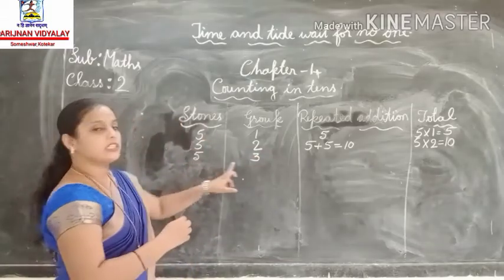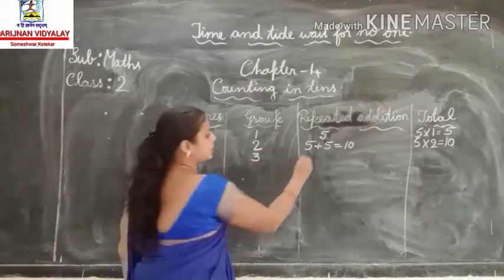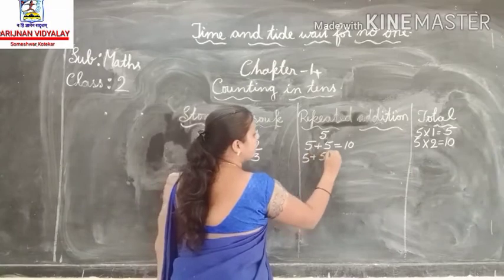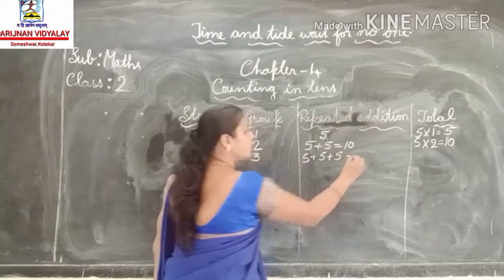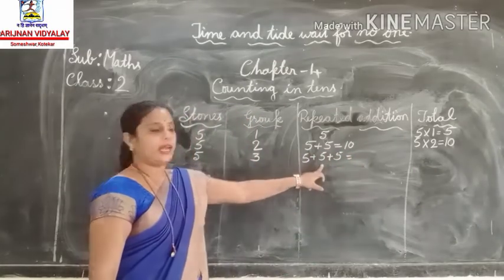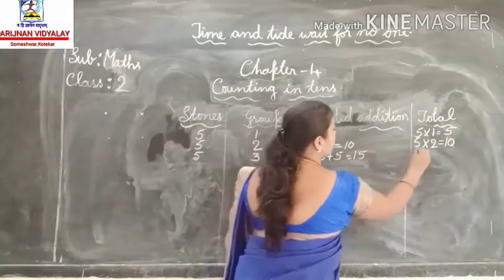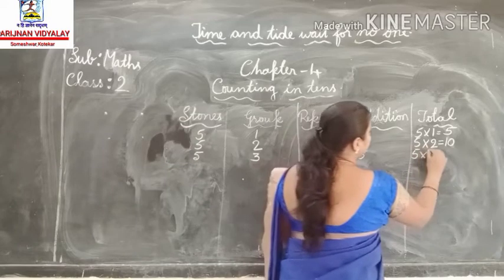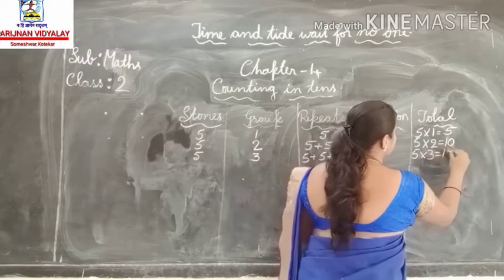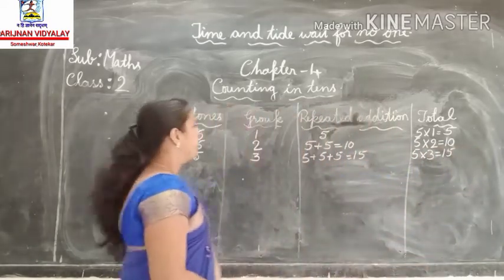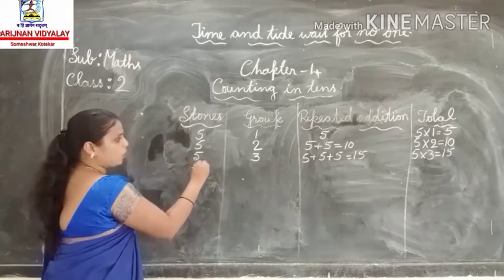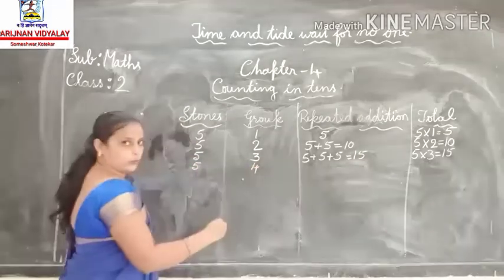5 stones into 3 groups. Here 5 is repeated 3 times. 5 plus 5 plus 5 is equal to 5 plus 5 10. 10 plus 5 15. So 5 into 3 groups. 5 threes are 15.